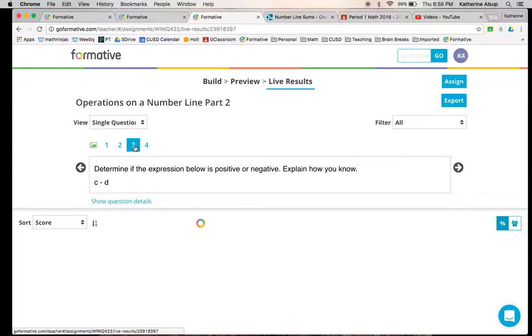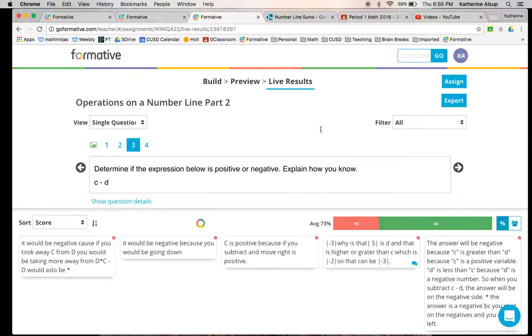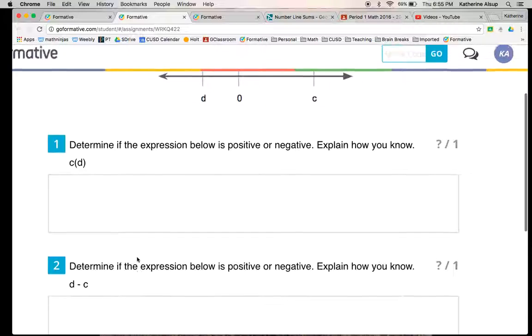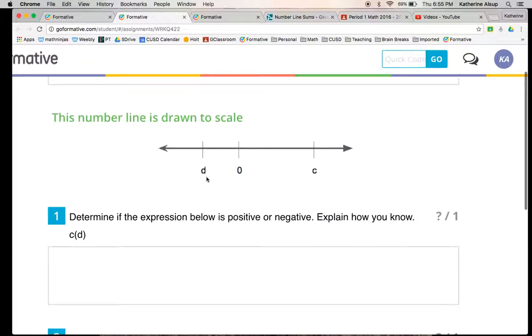For question 3, I think more students got this one correct, 77%, which I'm pleased because usually it's really hard to think of what happens when you take away a negative. It's a weird concept to think about, but 77% of us got that one correct.